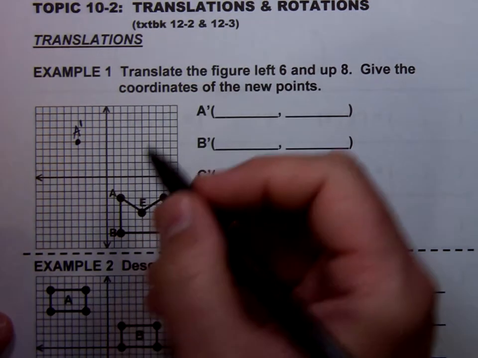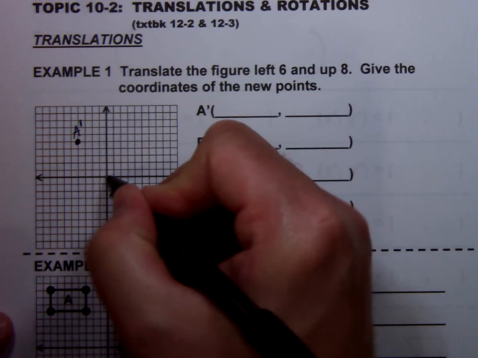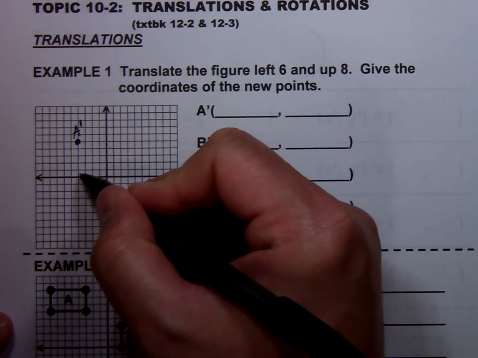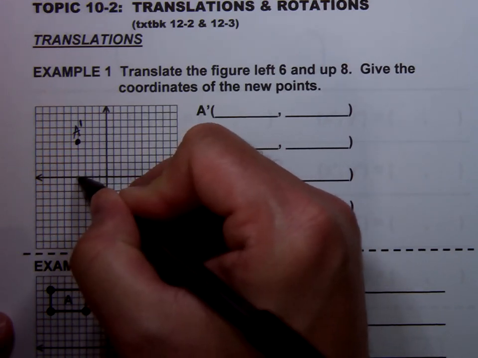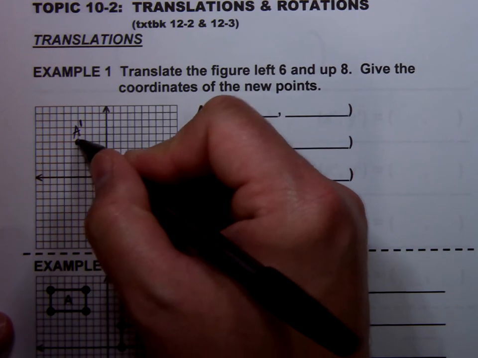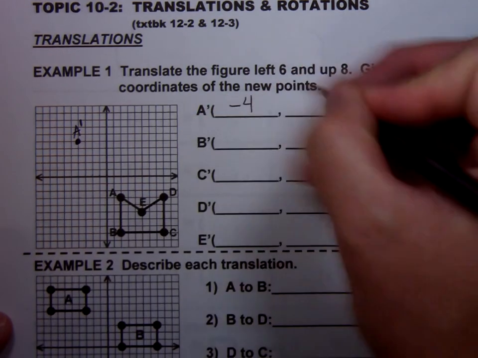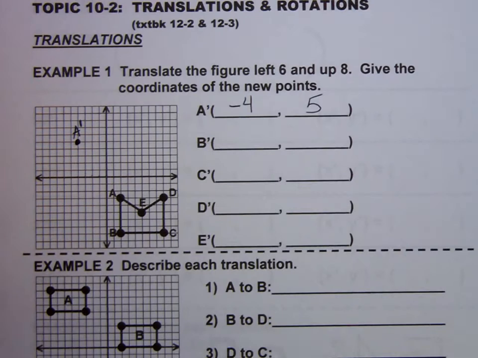And so those coordinates now, when I count the coordinates, I always start counting from the origin. 1, 2, 3, 4. I went left 4, which is a negative 4. 1, 2, 3, 4, 5. So negative 4, 5 are the coordinates of A prime. And I just do this exact same process, repeat it over and over again for each point.